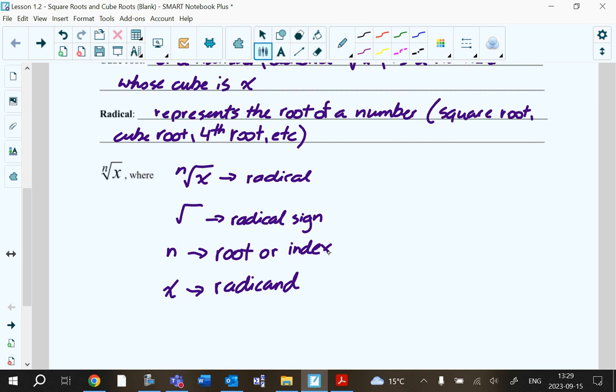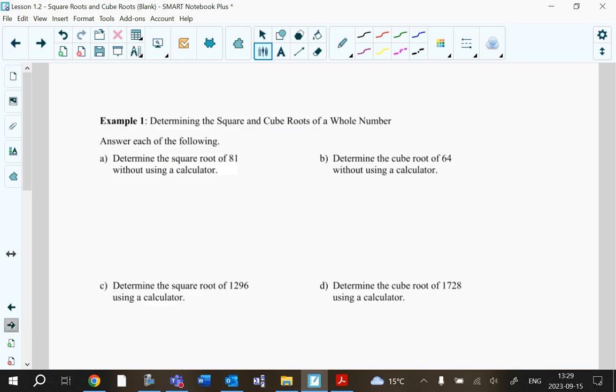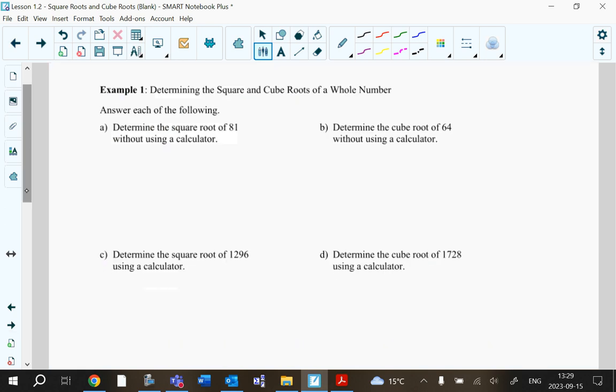Okay, so let's just look at a few examples. Ones that you should be able to do without a calculator, one that you're going to need the assistance of a calculator. It helps to know how to do square roots and cube roots on your calculator. So we should be able to get these ones pretty quickly. Square root of 81, cube root of 64.